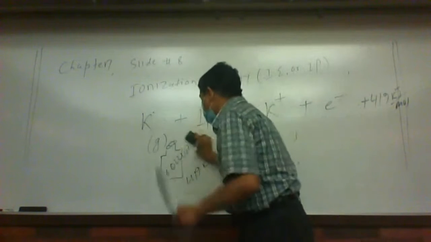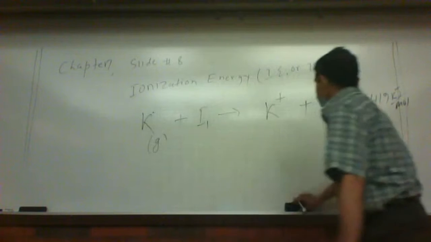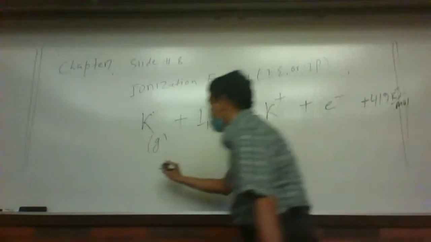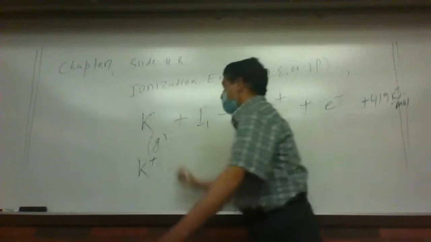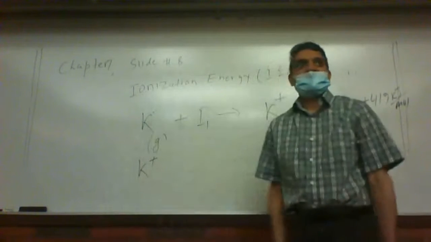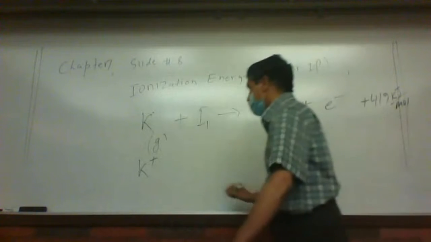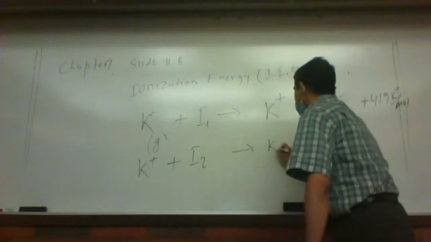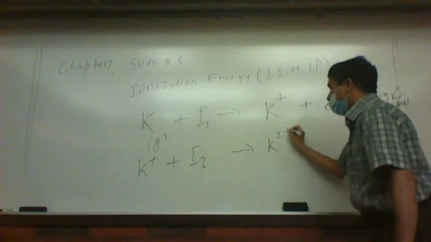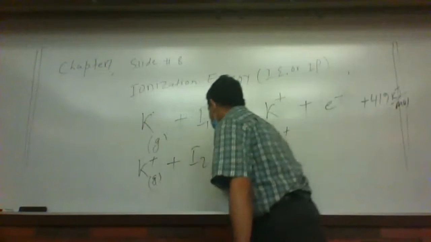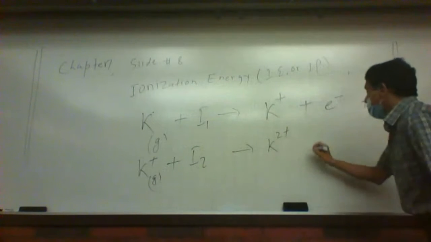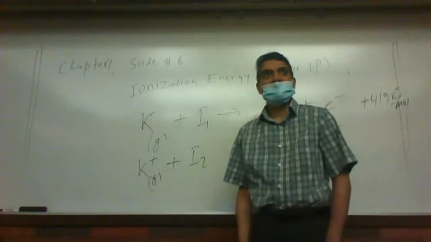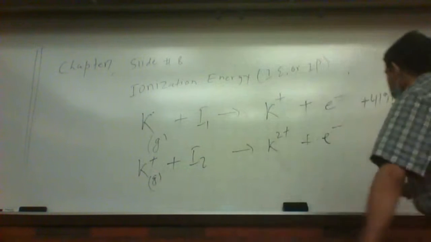Now let's talk about the second ionization energy. We are already done with the first ionization energy. It's already in the K plus form, right? Now we have K plus here. There is no electron in the outermost orbit. There is only electron in the inner orbit. There are 8 electrons in the inner orbit. Now I want to remove another electron from the inner orbit, and then that becomes K 2 plus. This is also gas. This is the energy, and this is the gaseous form. And then I remove another electron from the potassium ion here. Make sense?